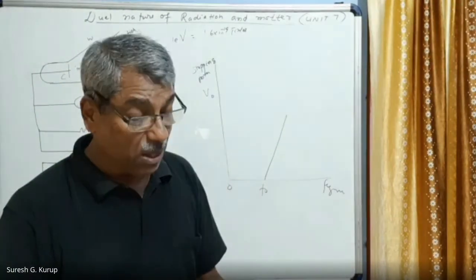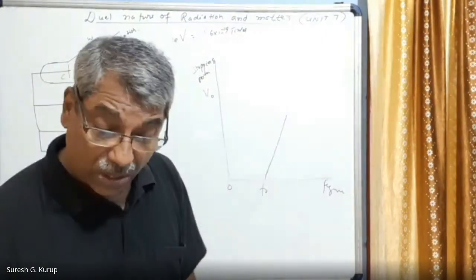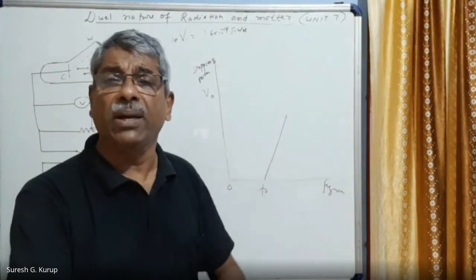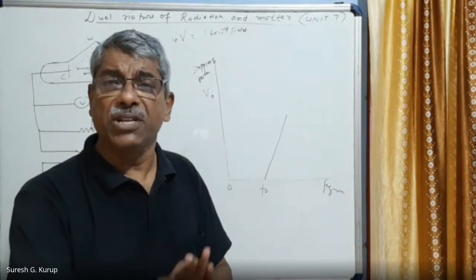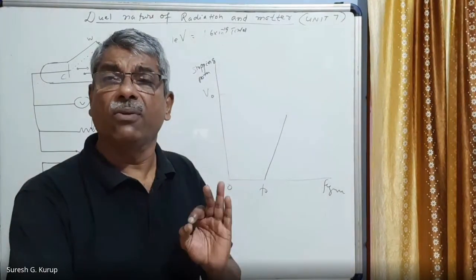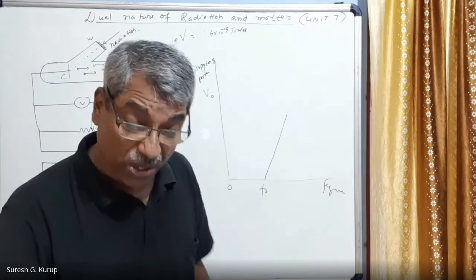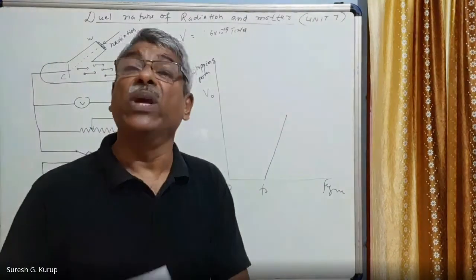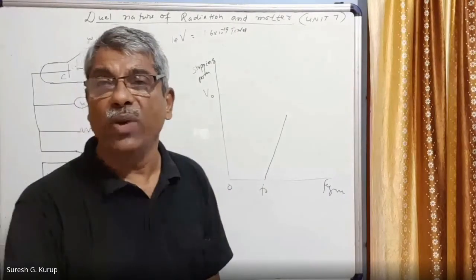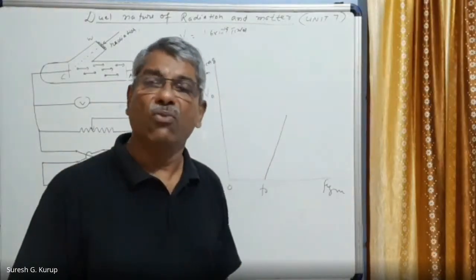F0 is called the threshold frequency. This is the minimum frequency required of a radiation, so that when that radiation falls on a light sensitive metal, it can emit photoelectrons, and the corresponding wavelength of radiation is called the threshold wavelength. Threshold wavelength is given by lambda 0. So this is the condition about the photoelectric effect.